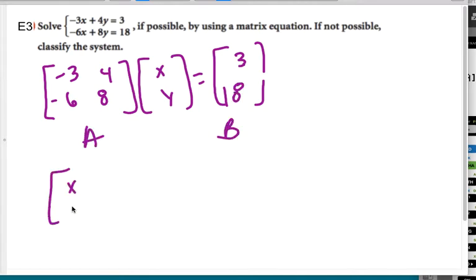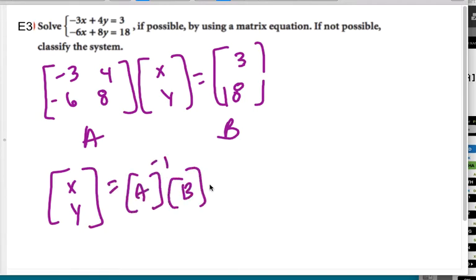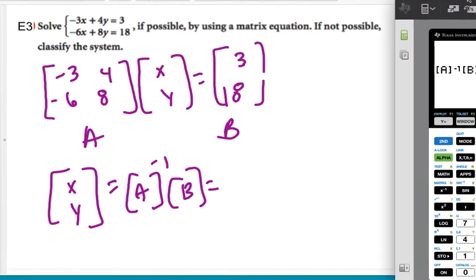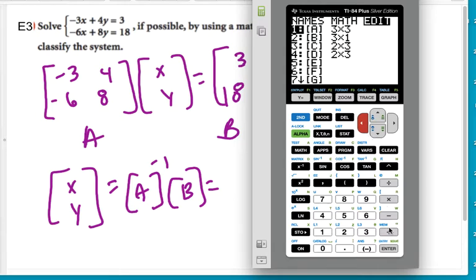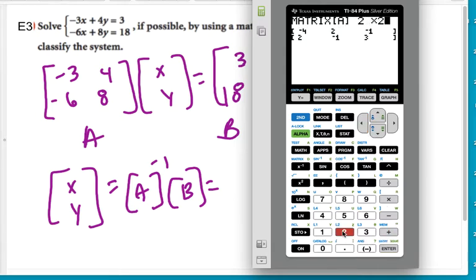So to find your x and y, you go ahead and do the same thing you've done like 4 times in a row or 3 times in a row, and you do your A inverse times B, and then something's going to go wrong. So let's go ahead and try it. So, all right, we go to edit. I want A to be a 2 by 2 this time. I have negative 3, 4, negative 6, 8, right?